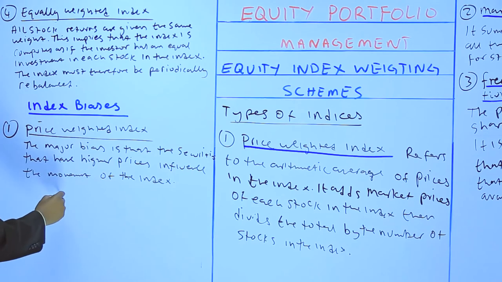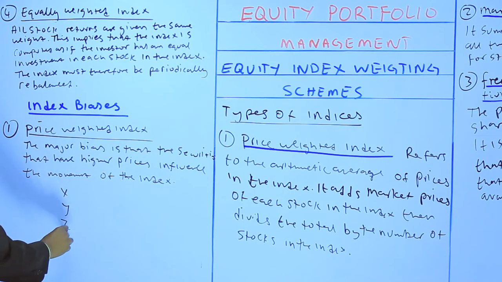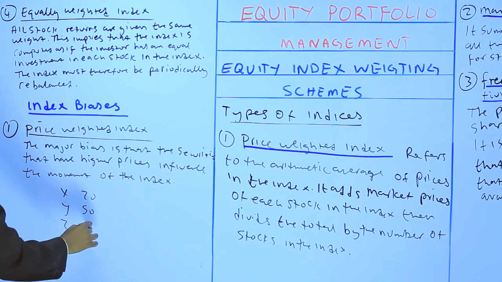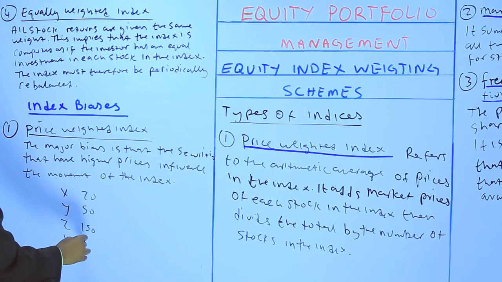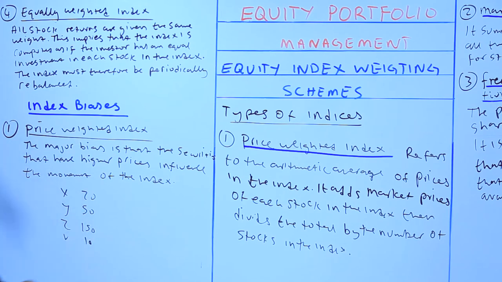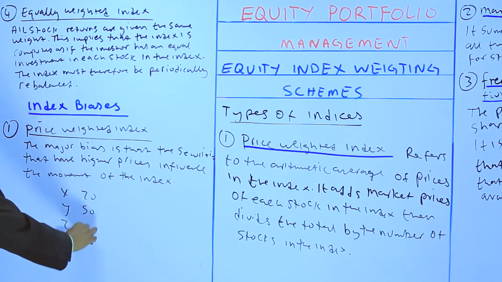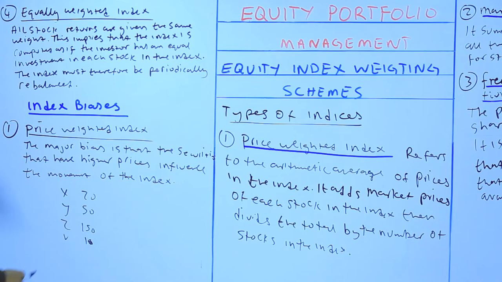So if you have securities such as X, Y, Z, V, this one has got 20, this one has got 50, this one has got 150, and this one has got maybe 20, or 19, maybe 10, like that. So these are the index constituent companies, X, Y, Z, V.